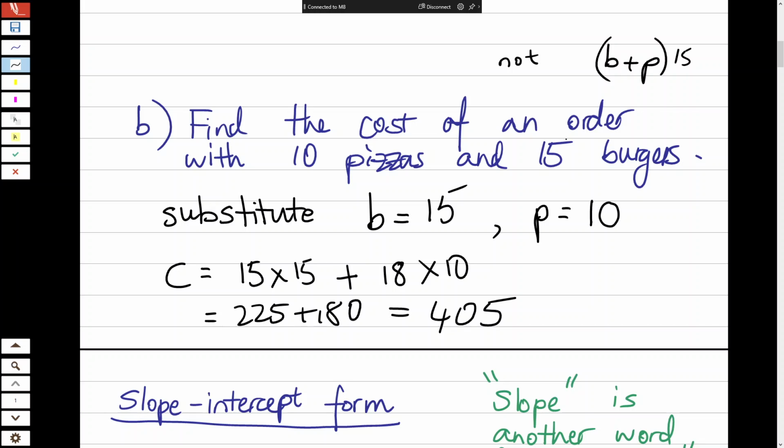But if you ordered the same amount of everything, could you just do B plus P times 10 if they were all the same? You bought the same amount. If you ordered the same amount of both types of food, yep. So you could then do B plus P. You can expand brackets. Yeah.